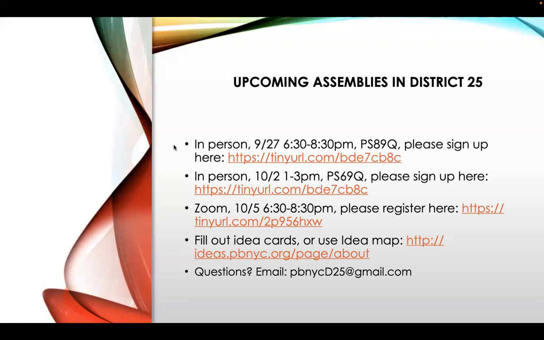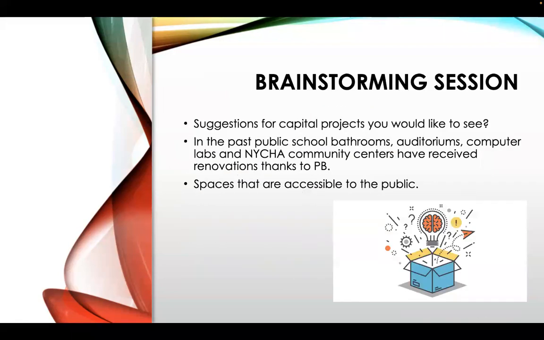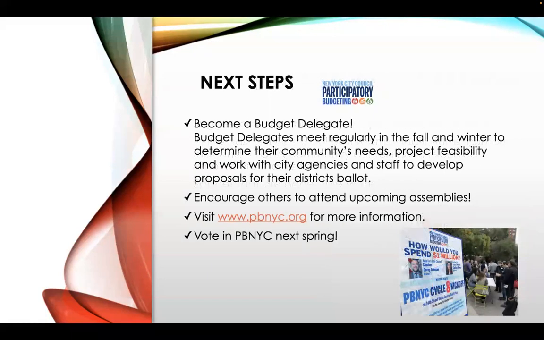If there's no other ideas to share right now, that's okay. Just like I said, use the idea cards if you need to, stop at the office, fill out the idea map, or you can just email us. If you have any other questions, you can also email pbnycd25@gmail.com, or you can email our office directly at Krishnan at council.nyc.gov, or call our office at 718-803-6373.